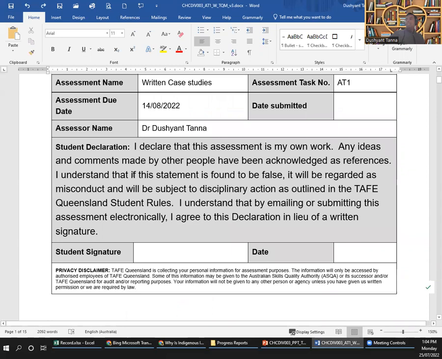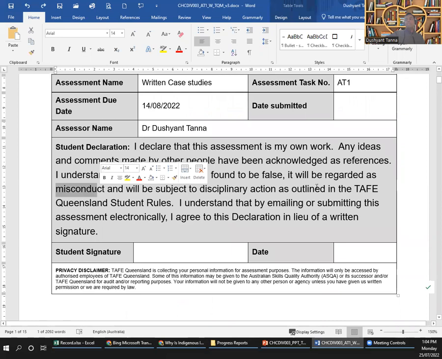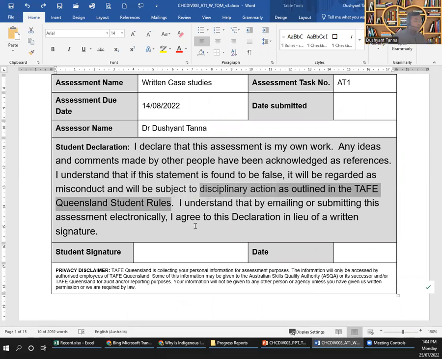Okay. I understand if this statement is found to be false, it will be regarded as misconduct and will be subject to any disciplinary action as outlined in the student rules. Yeah, again, it's beyond my control. If I don't do my job properly, I will be questioned and held accountable. Remember KRA KPI? Yeah, this is one of my KRA KPI.